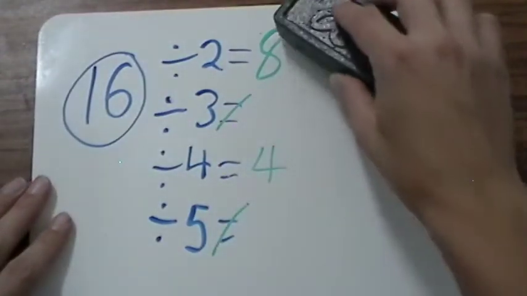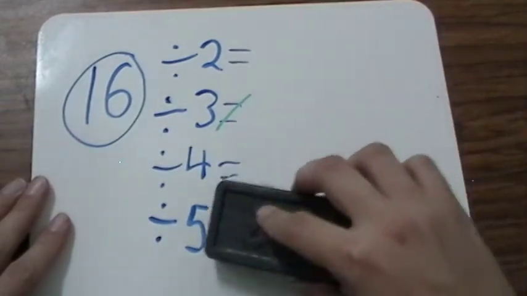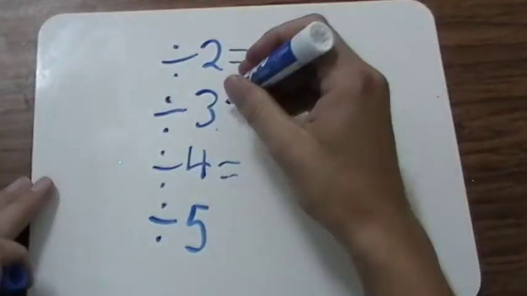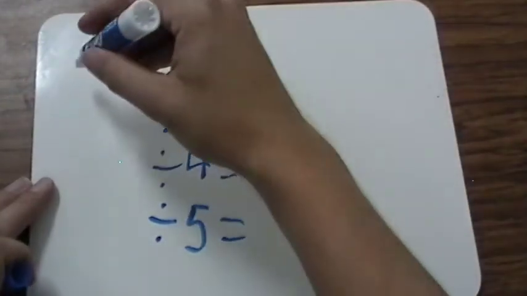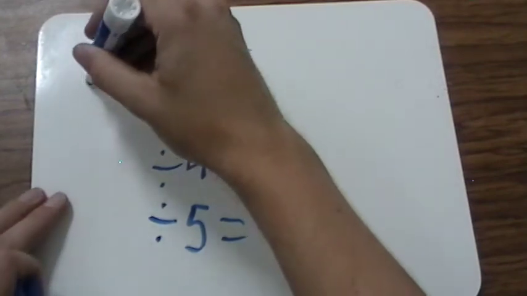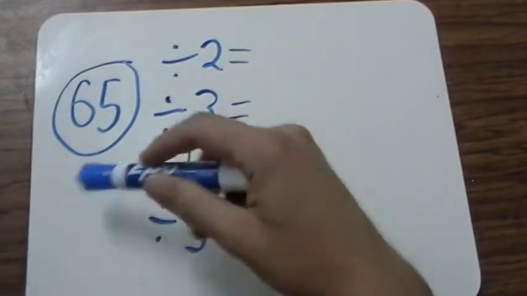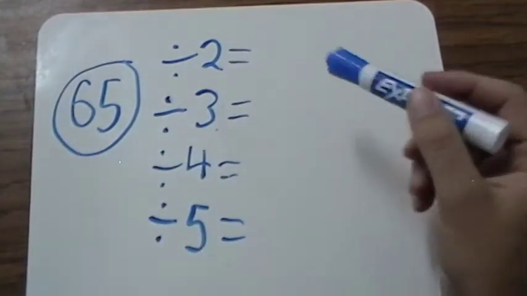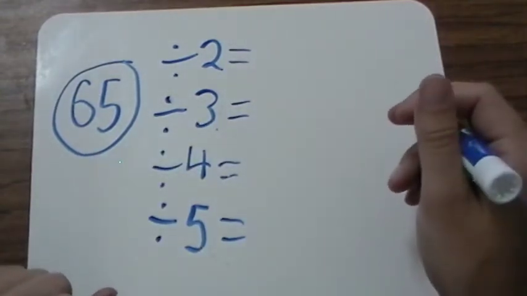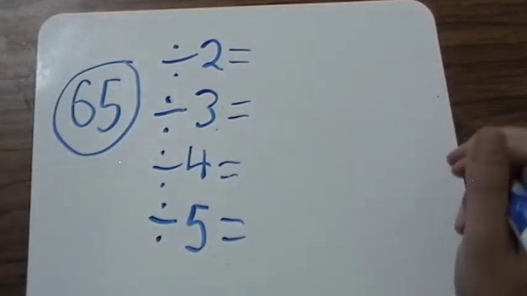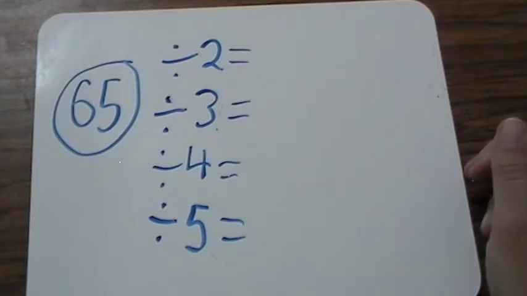All right. Let's try that one more time so I can make sure you get the hang of it. Let's try a different number this time. Let's try 65. Okay, 65 divided by 2. Let's count by 2s. 2, 4, 6, 8, 10, 12, 14, 16, 18, 20, 22, 24, 26.